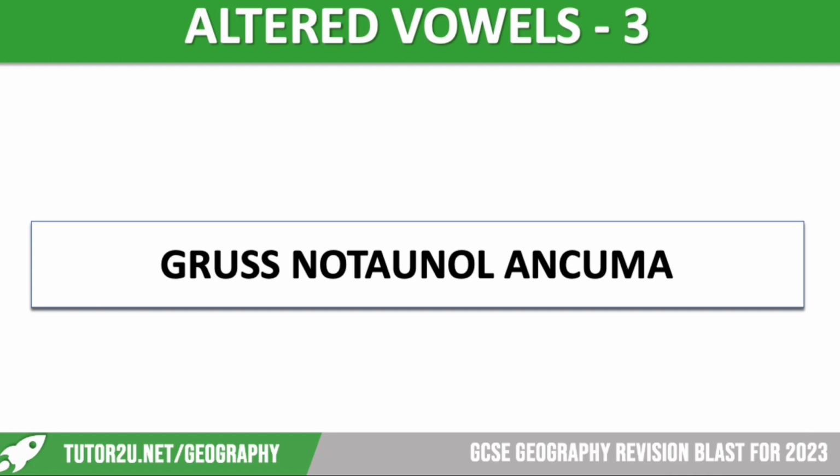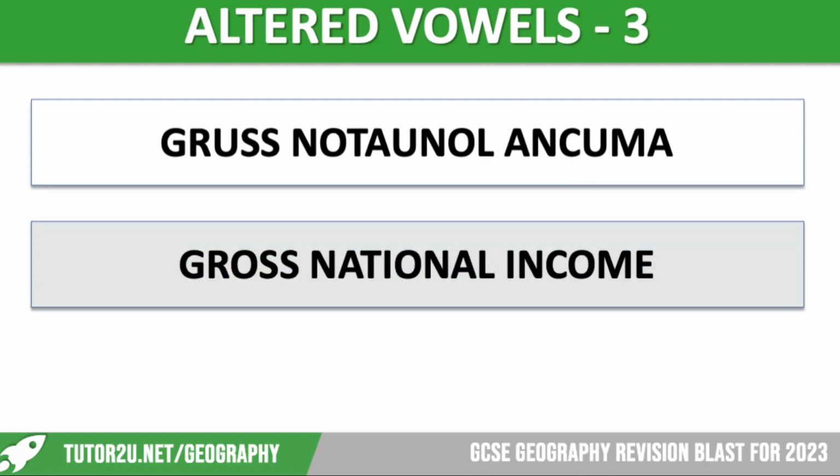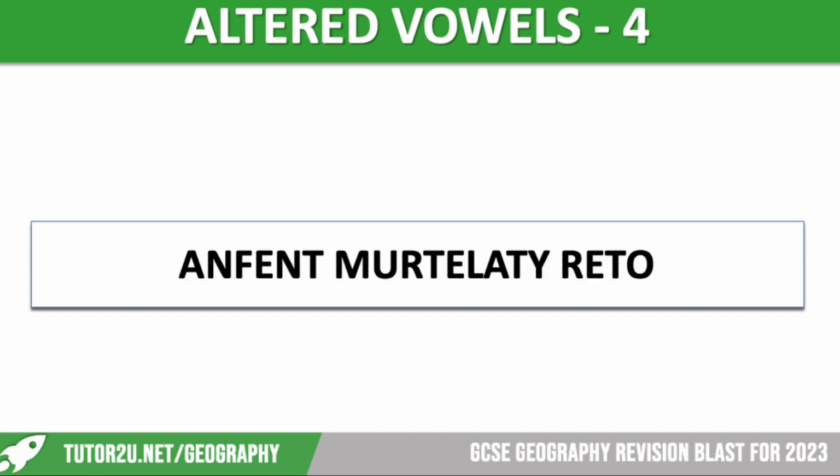Hopefully the first word is quite easy. Okay, let's reveal. It is gross national income. So this is the total value of goods or services within a country. It is often given as per capita, so per head, which basically means that that figure is divided by the number of people in the country. So it gives an average figure and it shows the strength of the economy. Number 4.